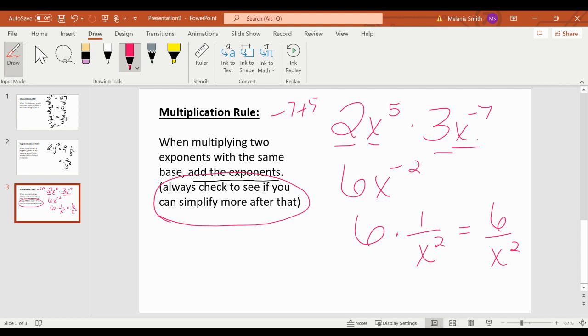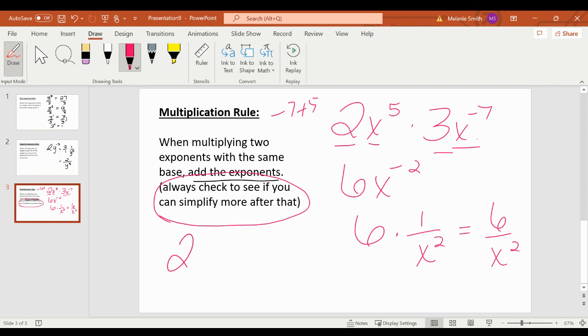Now there's about a million different variations of this that you will see. We'll do some practice problems and stuff like that. But with the multiplication rule, you're adding the exponents every single time, no matter what the exponents are. If they're 0, if they're 1, if they're positive, if they're negative, if you're multiplying them, you're adding them.